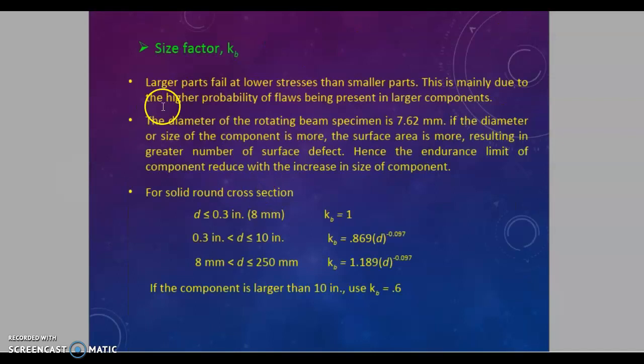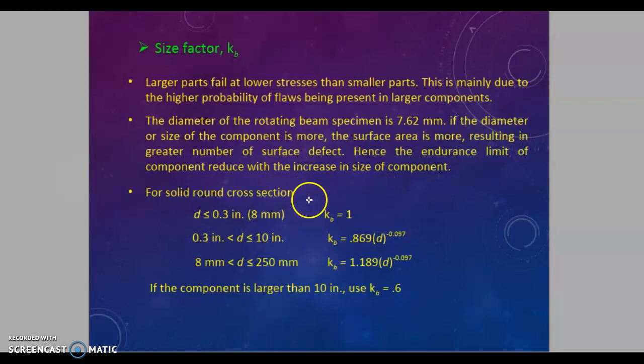Next is the size factor. Larger parts fail at lower stresses than smaller parts. This is mainly due to the higher probability of flaws being present in larger components. The diameter of the rotating beam specimen is 7.62 mm. If the size of the component is more, the surface area is more, resulting in a greater number of surface defects, so the probability of finding defects is higher. So depending upon area, the Kb factor is determined. Hence the endurance limit of a component reduces with the increase in size of the component.